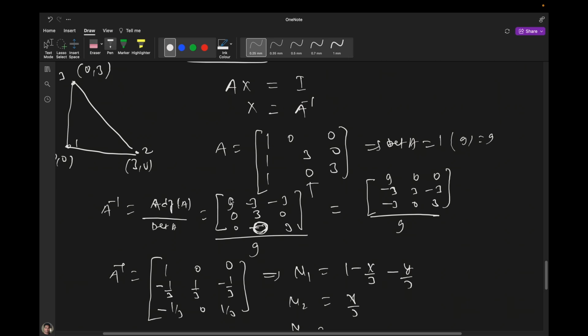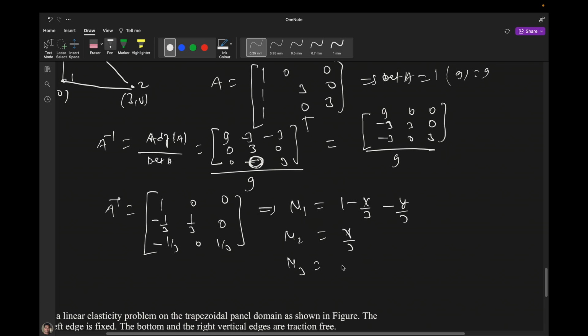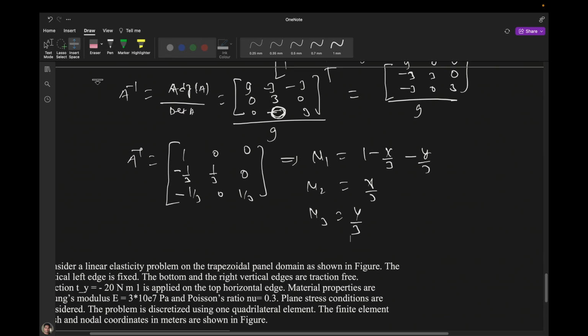And here what should be what? 3, 3, okay, 3 3 0 3 0, okay, here it is a wrong entry, 0 0 3. Okay, so it will be the transpose of this, here it should be a 0, and here it will be 1 by 3 and y by 3. So now this is the shape function, we can use it.